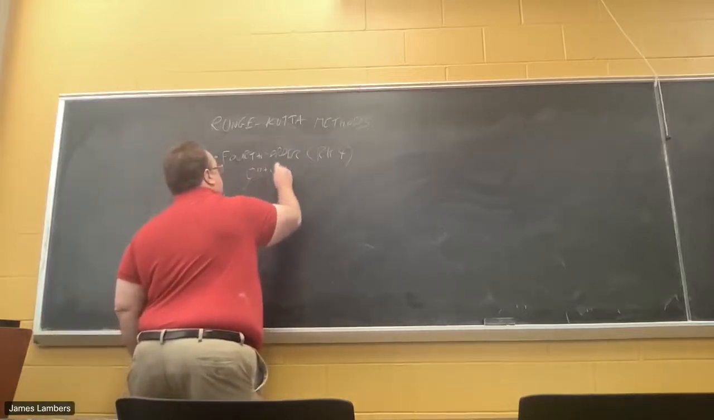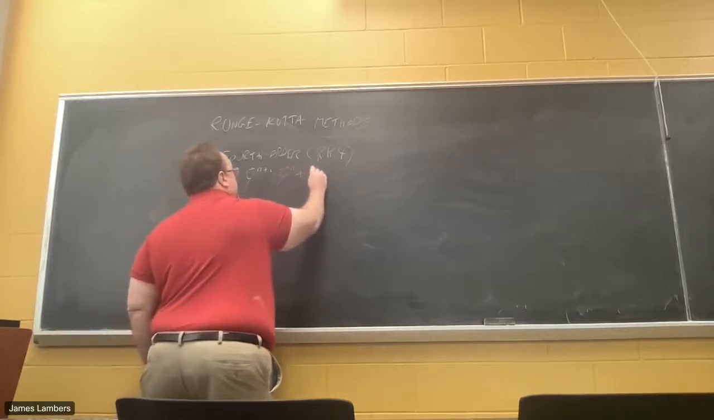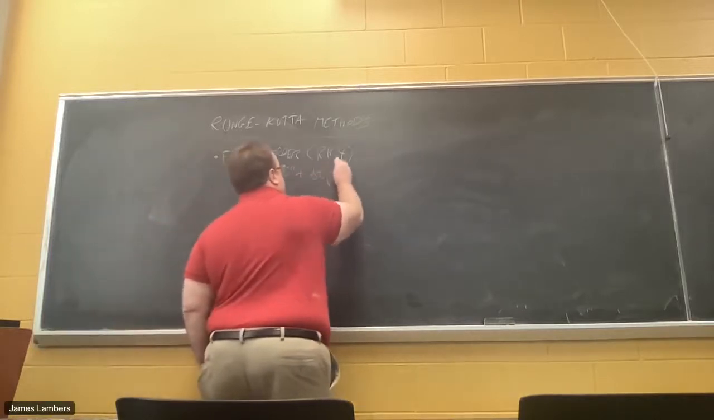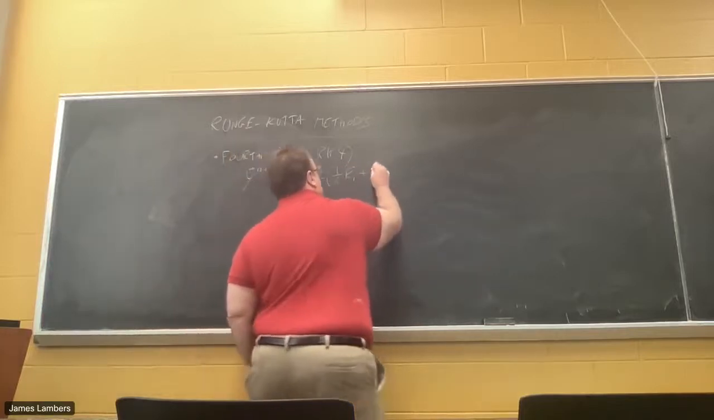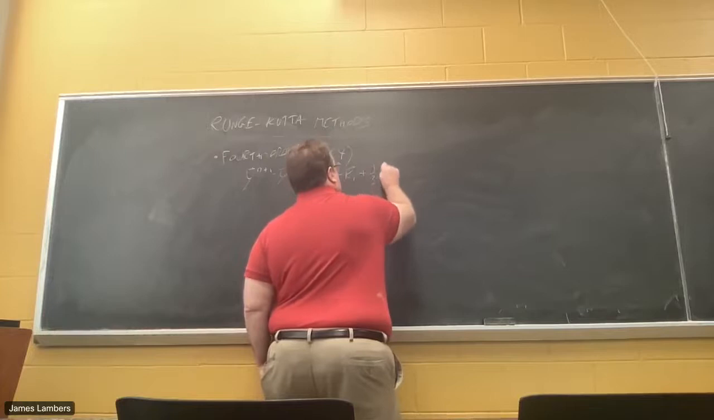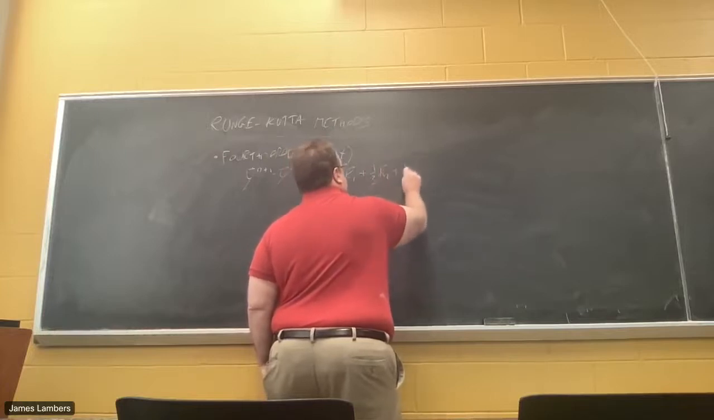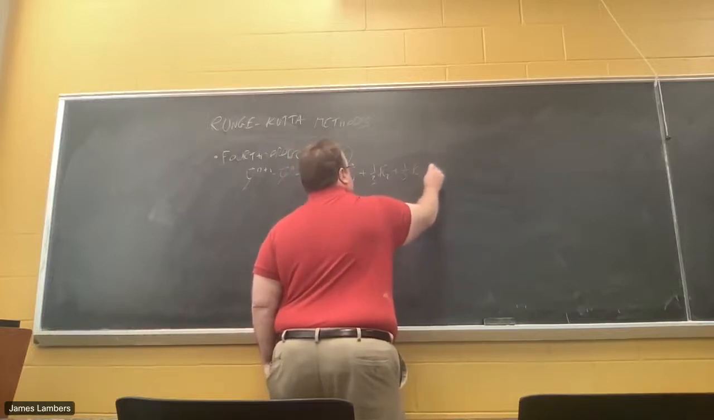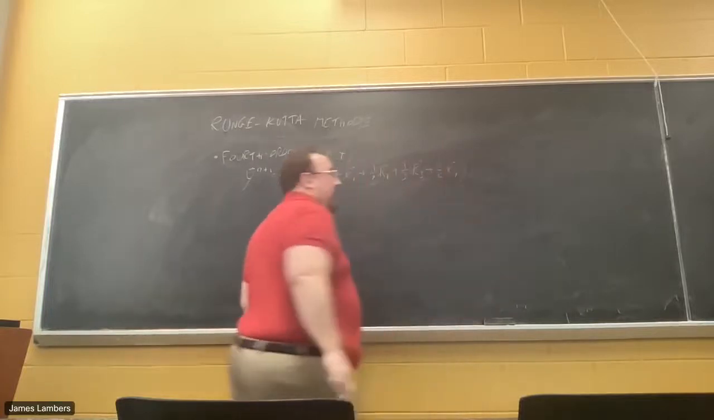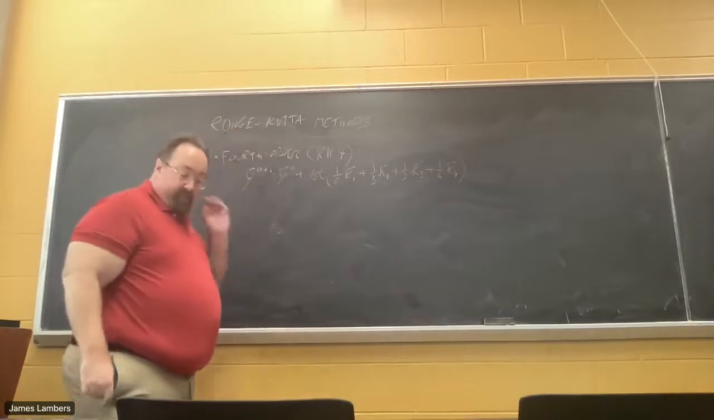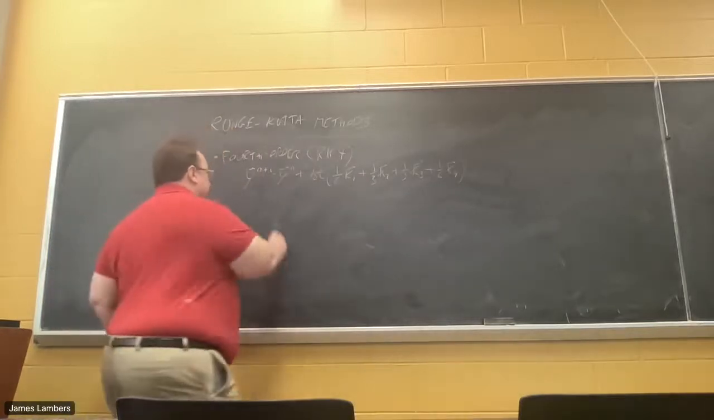So y_{n+1} equals yn plus delta t, then we have 1/6 k1 plus 1/3 k2 plus 1/3 k3 plus 1/6 k4. Then here are all the k's.